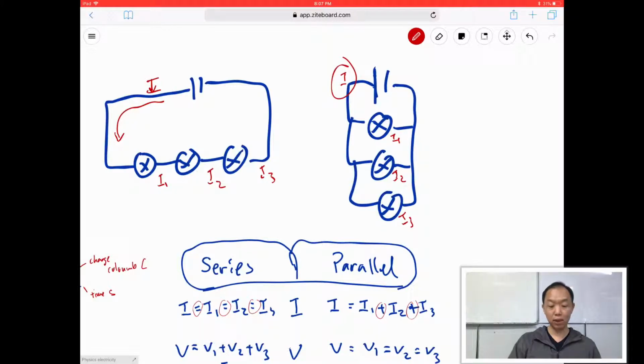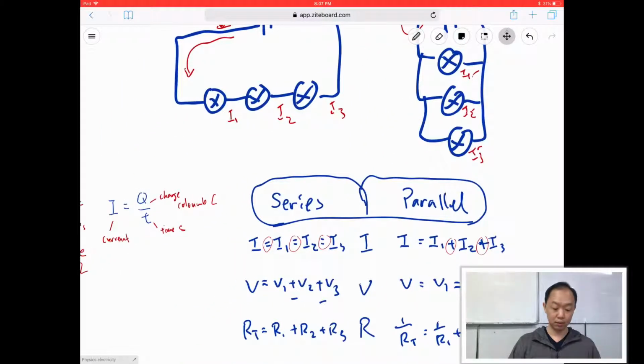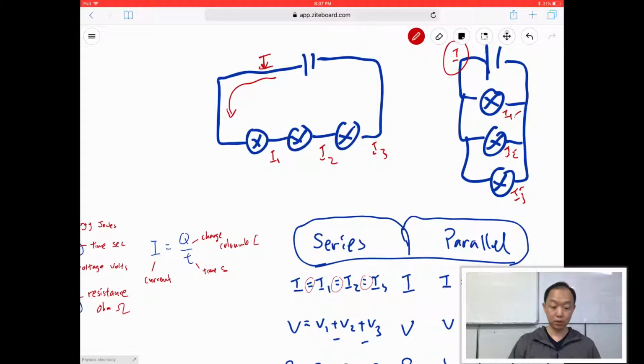Okay, the total current over here is the summation of your I1, I2, and I3. That's what it means. Next, how about voltage? Let's say I want to find it for series. So V equals V1 plus V2 plus V3. What does it mean? This is the V, the battery voltage.